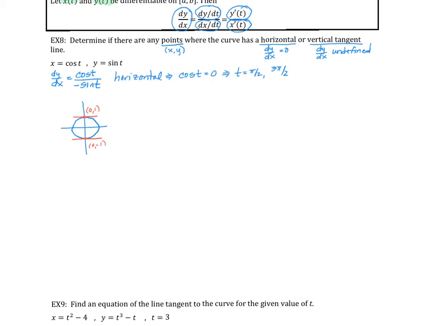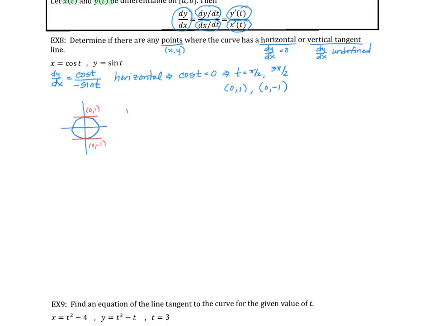Well, let's look at where cosine is equal to 0. Cosine is equal to 0 when t is equal to pi over 2. Well, if t is pi over 2, my x value is 0 and my y value is 1. So that would be at the point 0, 1, which is exactly what I expected from the graph. And then when t is equal to 3 pi over 2, we get the point 0, negative 1.